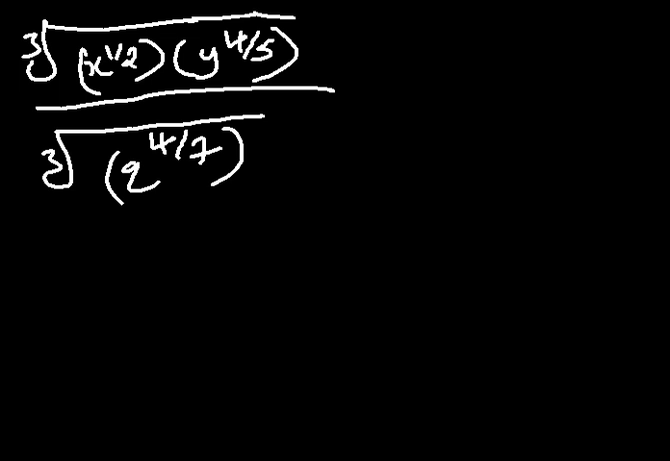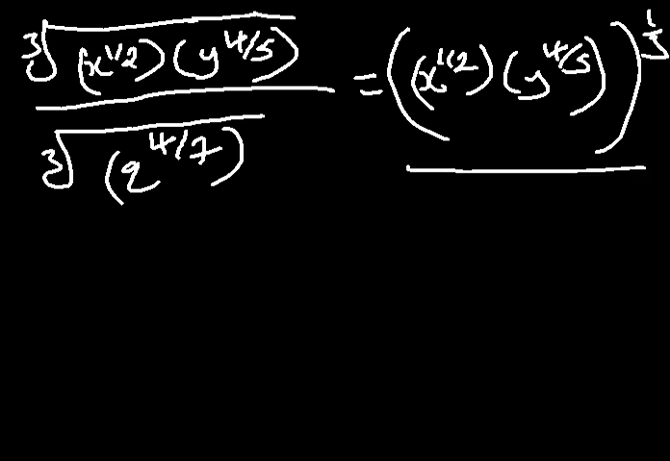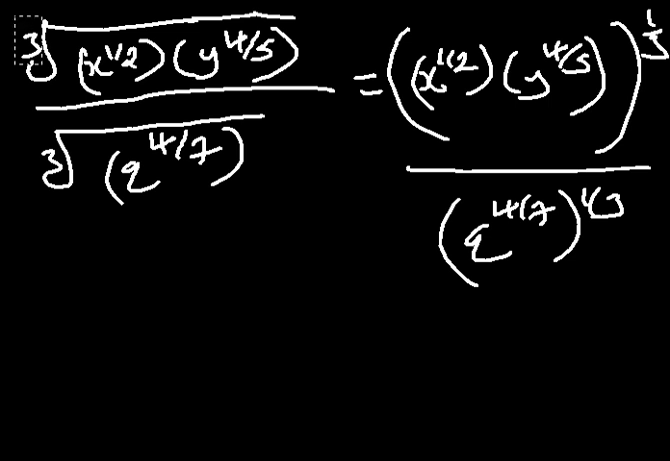So in this case, this is the same as x to the power half times y to the power 4 over 5, all to the power 1 over 3, divided by q to the power 4 over 7, all to the power 1 over 3. That is the working principle behind that.